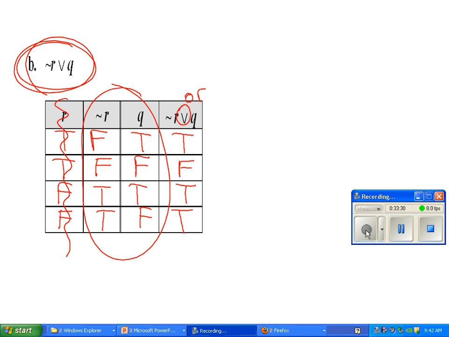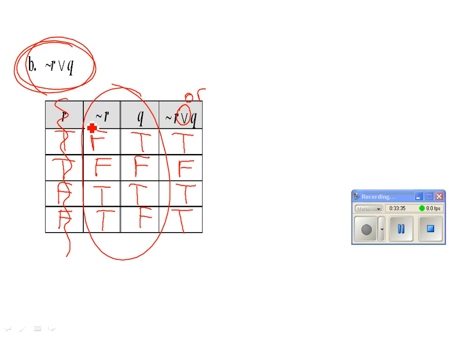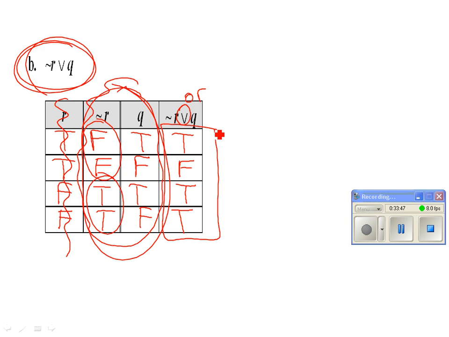Then we come back to not R. If R is true, then not R has to be false. In those two cases, if R is false, not R has to be true. And then we just look at these 2 columns to come up with our final answer out here to tell us whether the statement's true or false. Now, do we have any idea whether this statement is true or false? No, but do we know how it's broken down? Yeah.